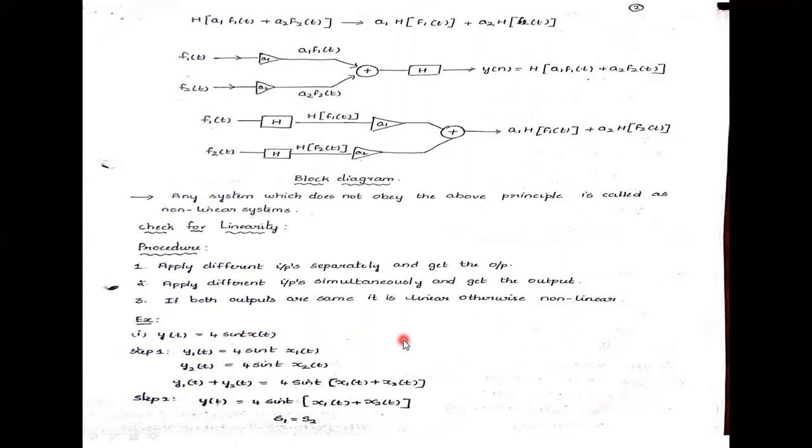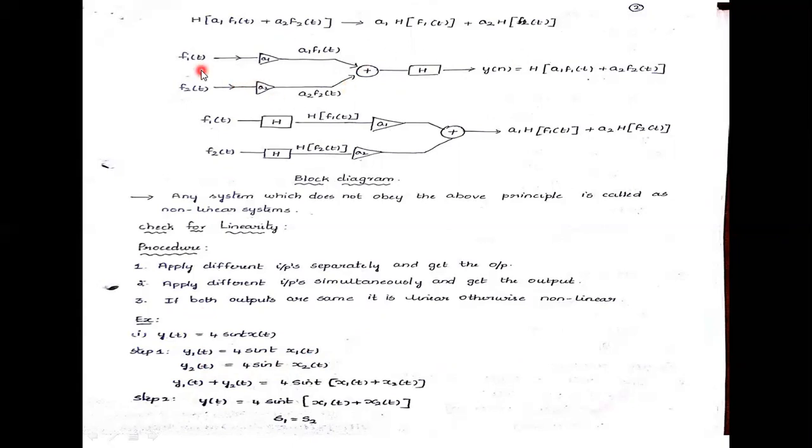y of t is equal to 4 sine t x of t. Now I'm taking the two individual signals. Step 1, apply different inputs separately and get the output. I'm taking y1 of t as 4 sine t x1 of t, and y2 of t as 4 sine t x2 of t. Now adding the two signals is the first block diagram.